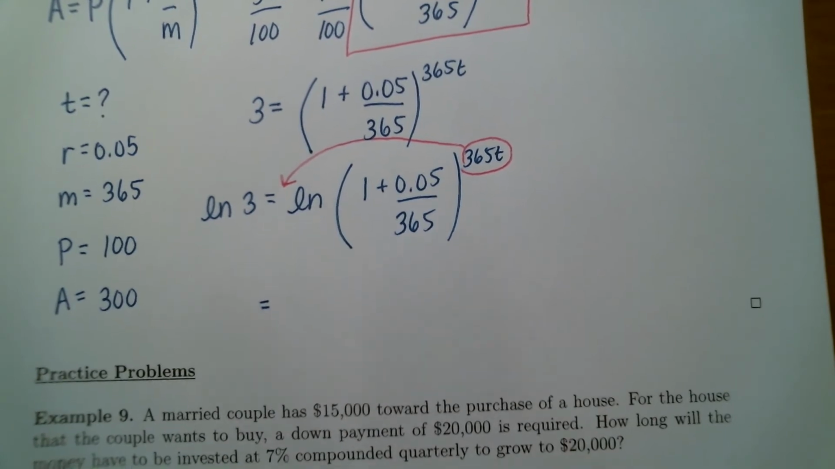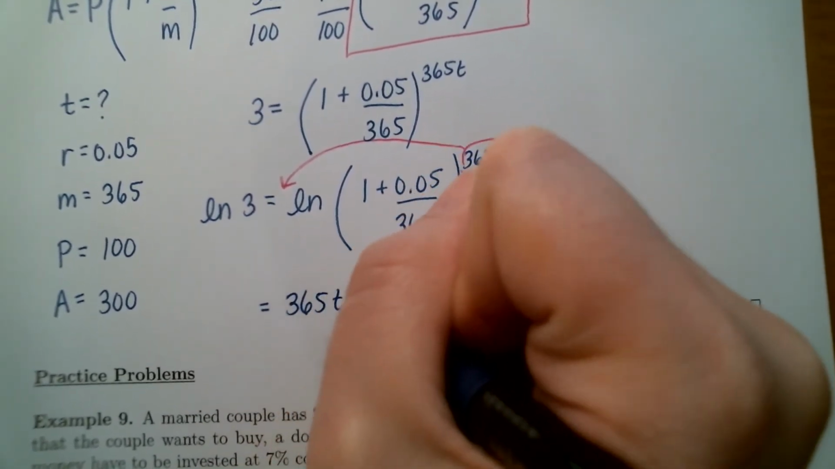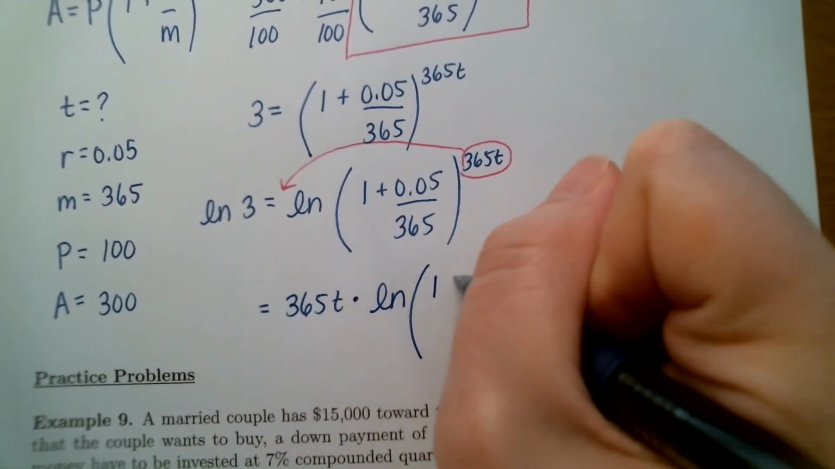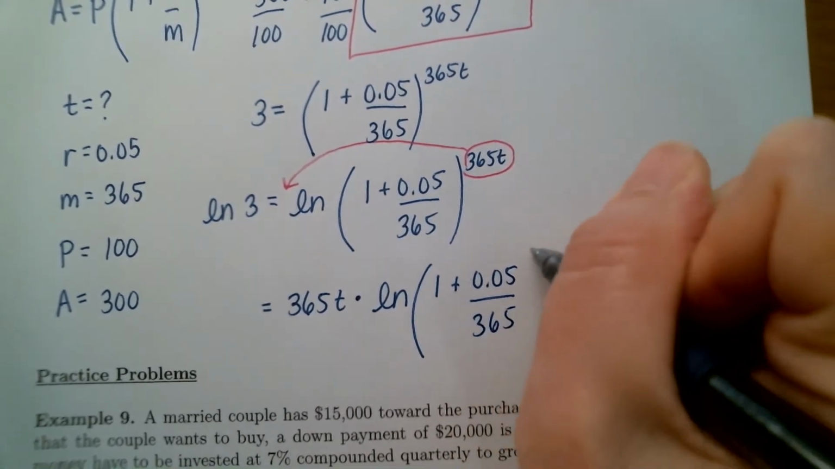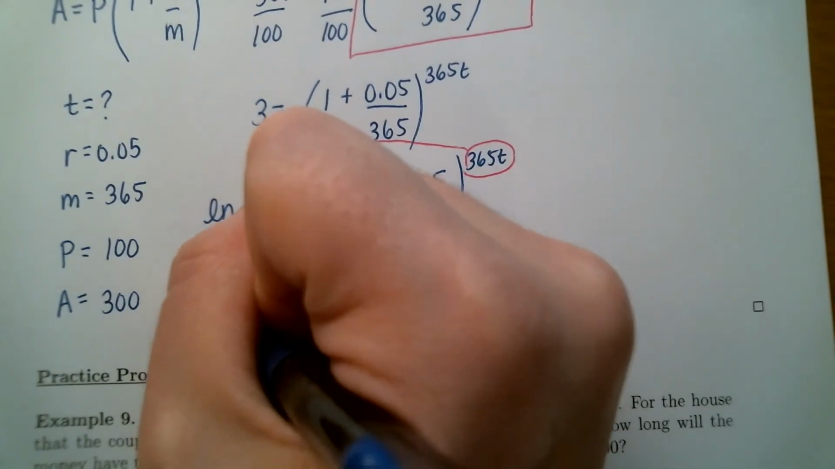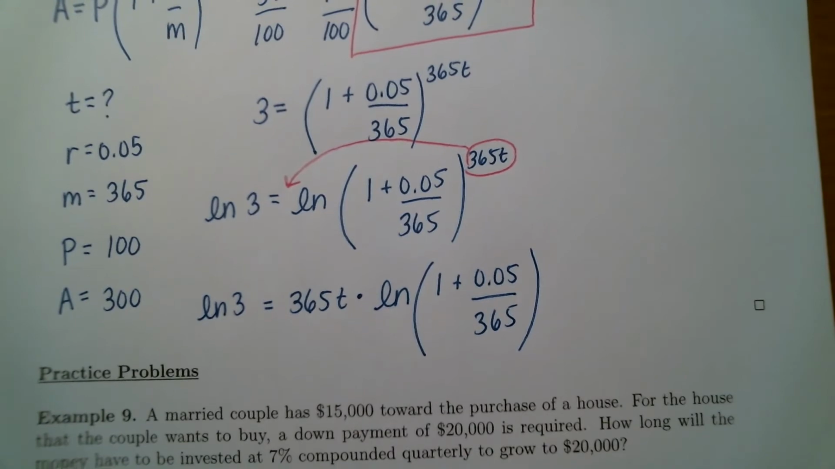So the right side is now going to become, the power is going to come down, so 365 times t times the natural log of this stuff. The left side has not changed, it's still the natural log of 3. So that leaves us here. t is now out of the power, so it's a lot easier to solve for it.